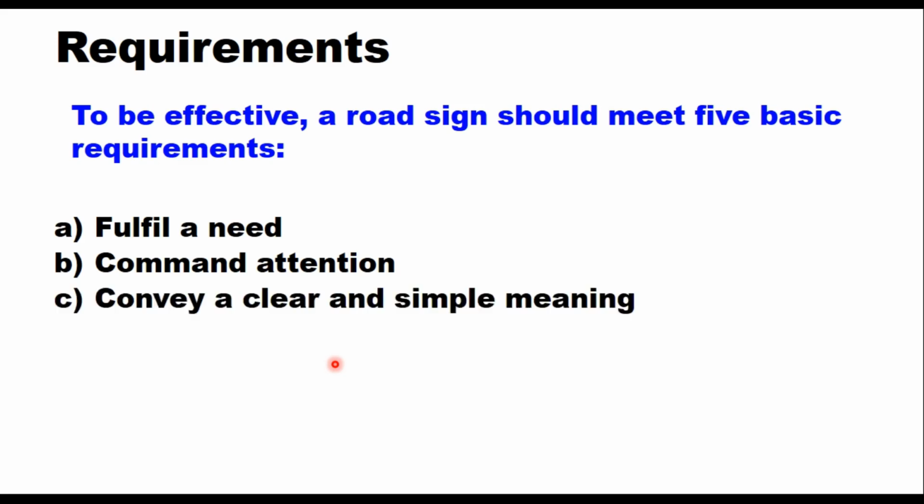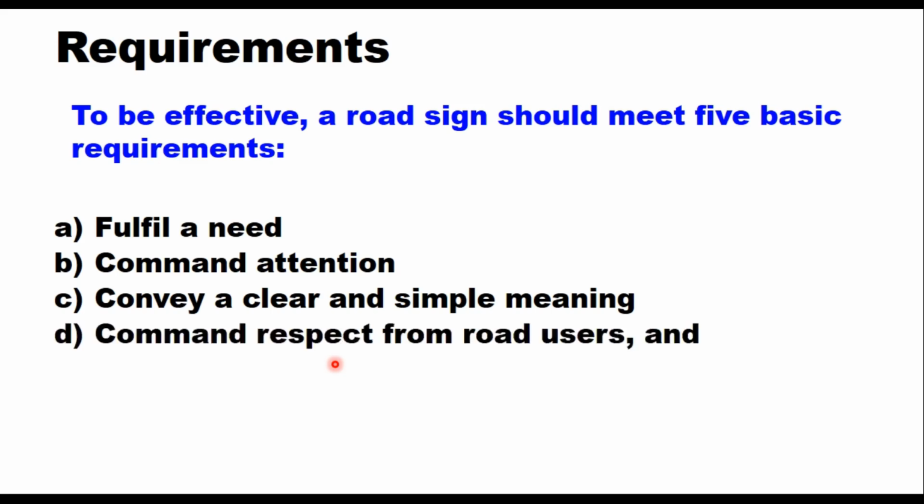Third, convey a clear and simple meaning. The sign should be clear and distinctive with no ambiguity of interpretation. Clarity and simplicity of message is essential for the driver to properly understand the meaning of the sign in a short time. The fourth one is command respect from road users. Road users must respect the sign, and the respect is commanded only when all devices carry meaningful and important messages. Overuse, misuse, or confusing signs are ignored by the drivers.